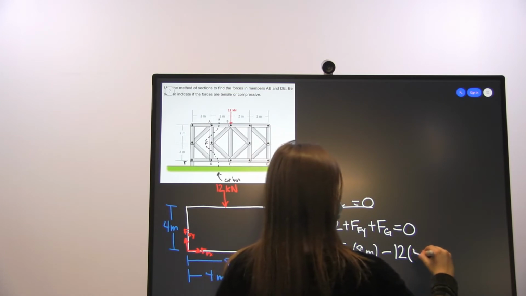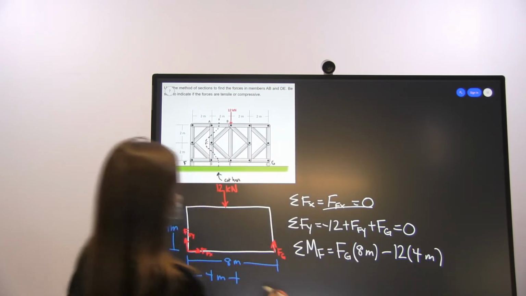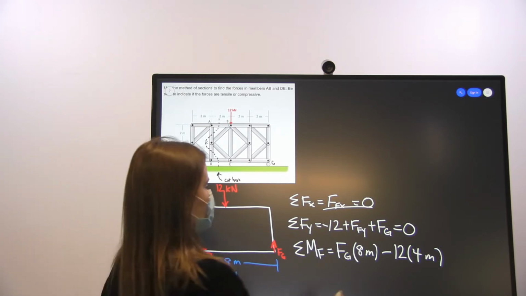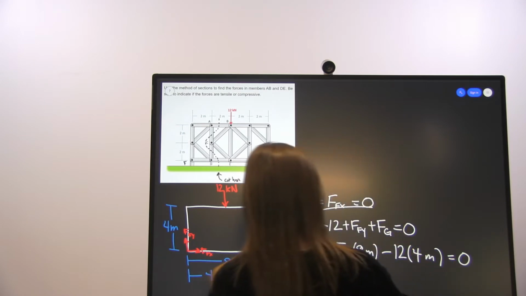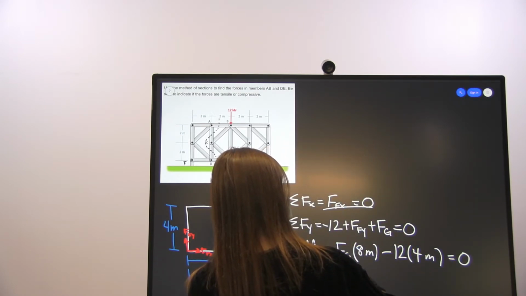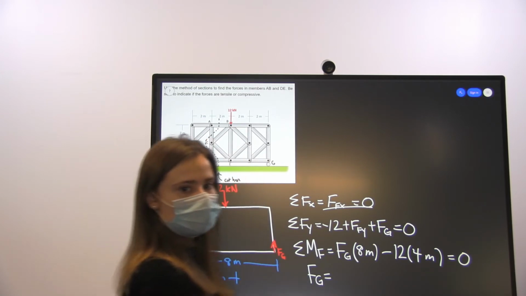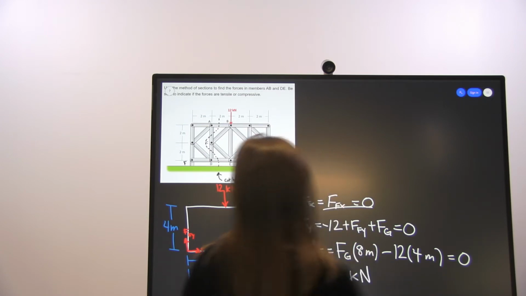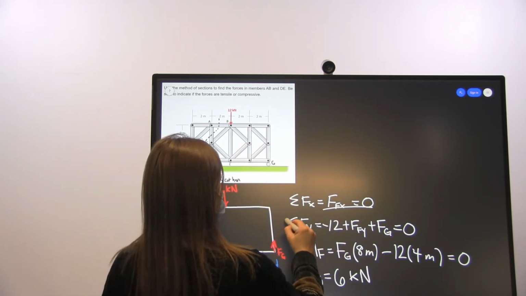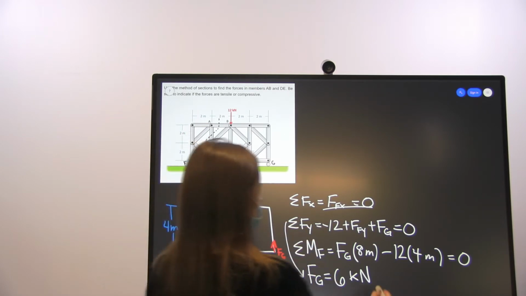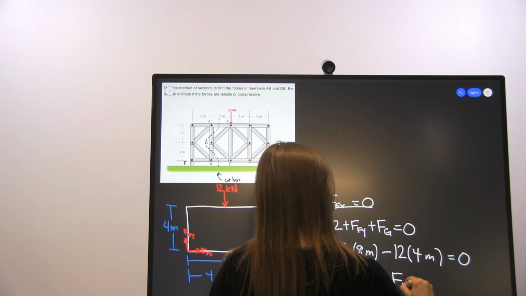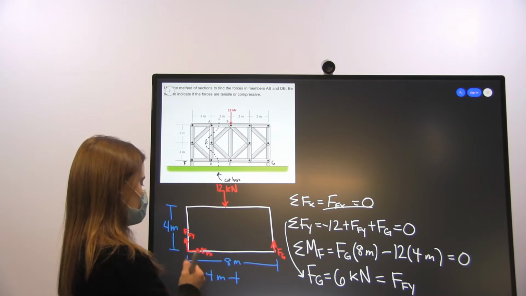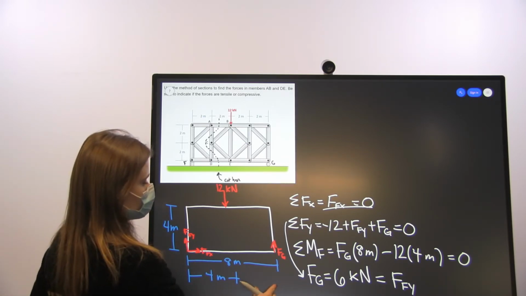So that's going to be 12 times 4 meters. And that's negative because this is pushing down. It's going to create a clockwise rotation, and clockwise is negative. And that equals 0. So then that'll give us force G is equal to 6 kilonewtons. And then once we put it back into this equation, we end up getting that the force at F in the Y direction is also 6 kilonewtons. So then force G and force at F in the Y direction are equal.